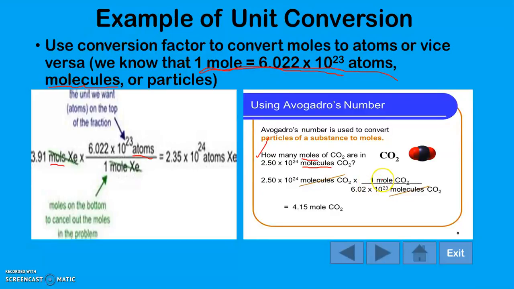Moles is going to go on top. Molecules is going to go on the bottom. We're going to multiply this conversion factor times our given quantity and given units. 2.50 times 10 to the 24th molecules. When we multiply these, we end up with 4.15 moles of carbon dioxide.